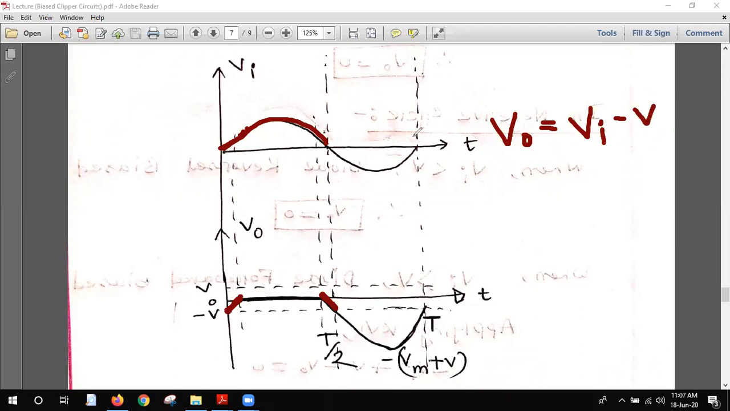So we need to express this positive cycle. How many stages are in this positive cycle? At the very beginning, the value of Vi equals 0. You see that? The value of Vi equals 0, and at this intersection point, Vi equals V.